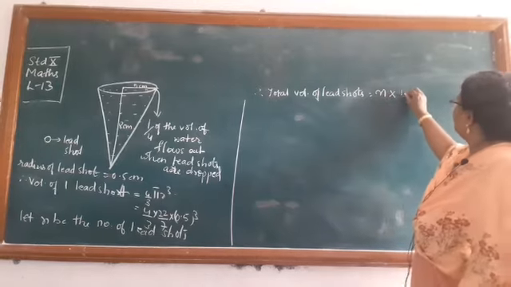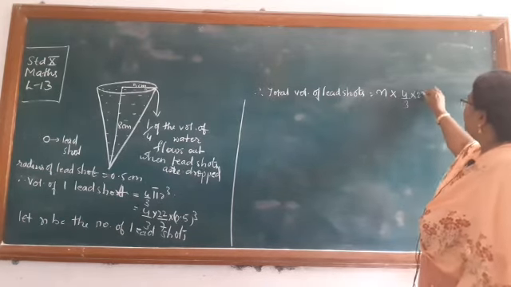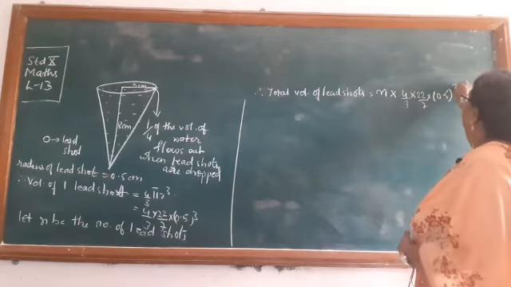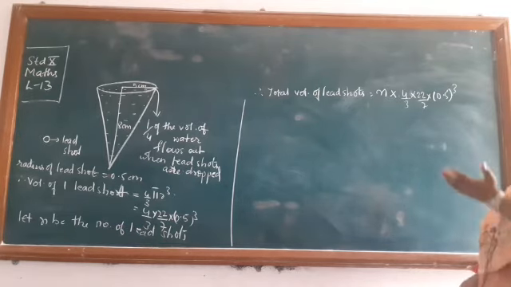So that is n into 4/3 into 22/7 into 0.5 the whole cube. Total volume of the lead shots इतना होगा.